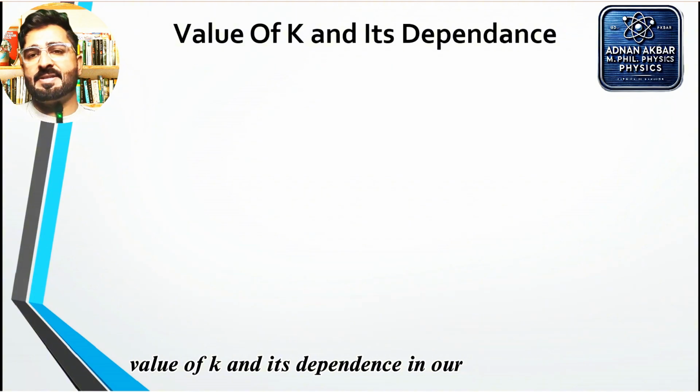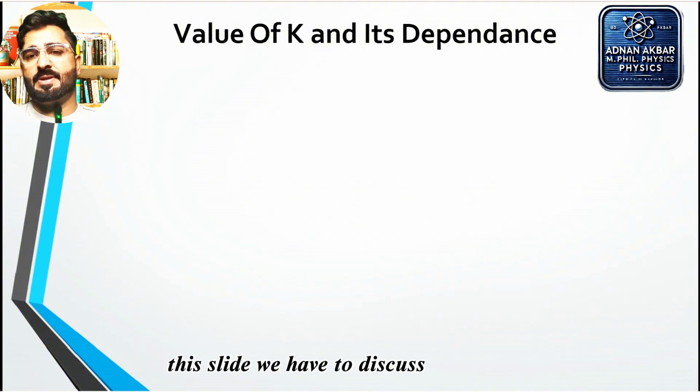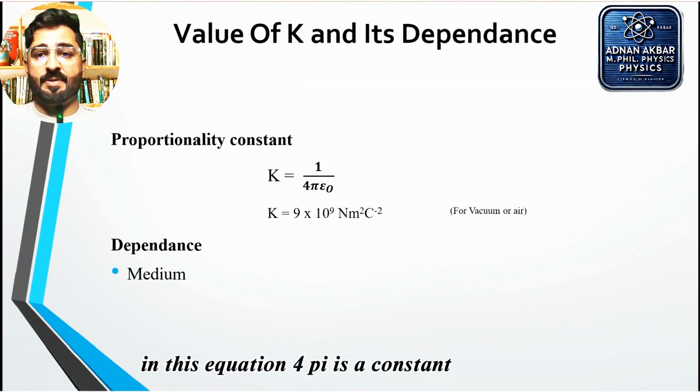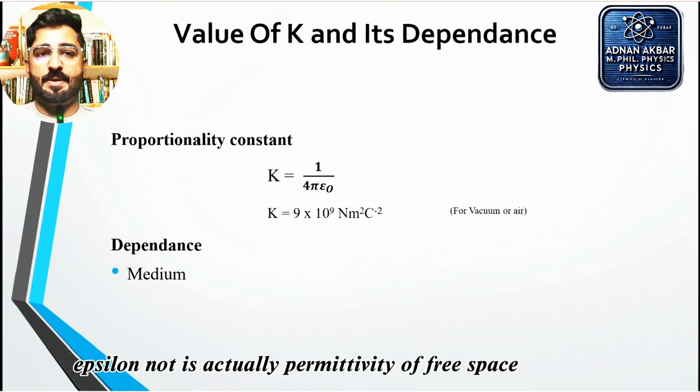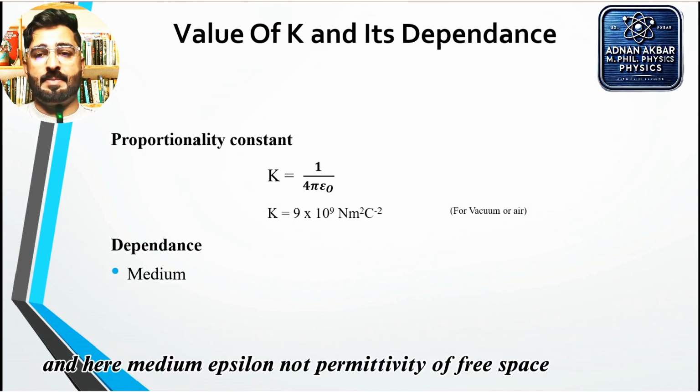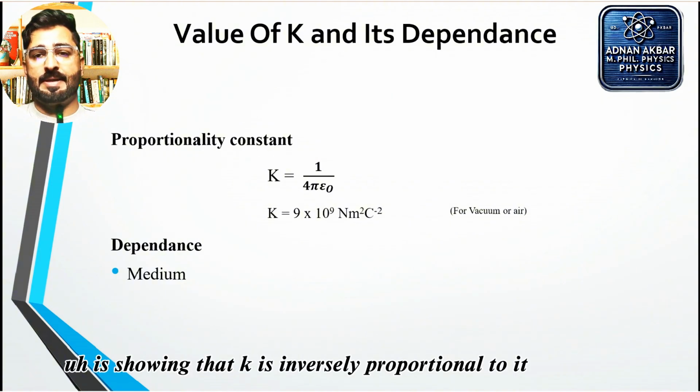The value of K and its dependence we will discuss in this slide. K is equal to 1 by 4 pi epsilon naught. In this equation, 4 pi is a constant. Epsilon naught is the permittivity of free space, which is related to the medium. We can say K depends on the medium, and here epsilon naught, the permittivity of free space, shows that K is inversely proportional to it.